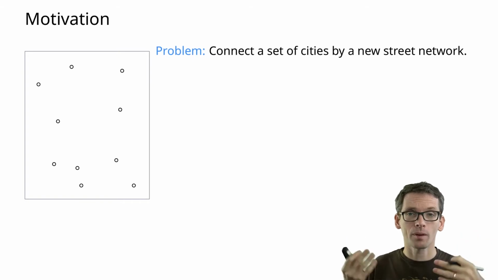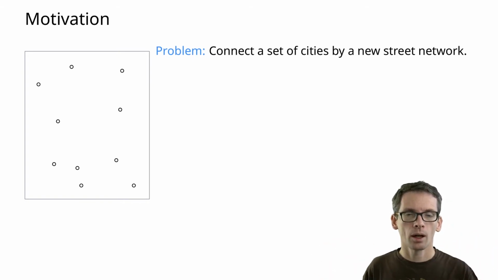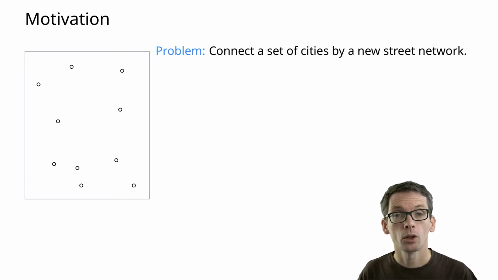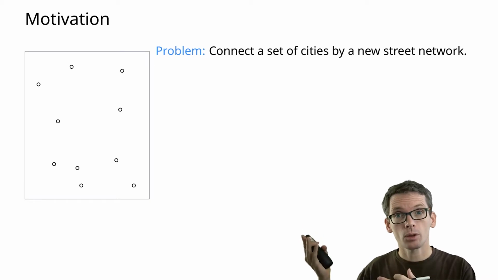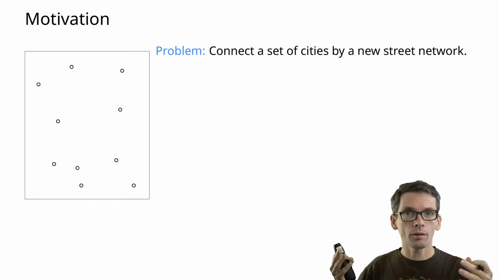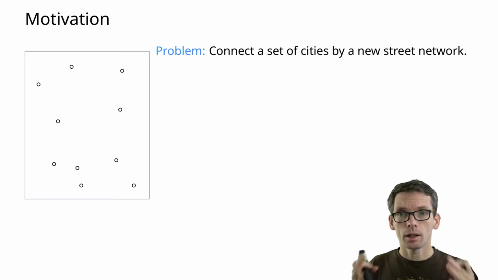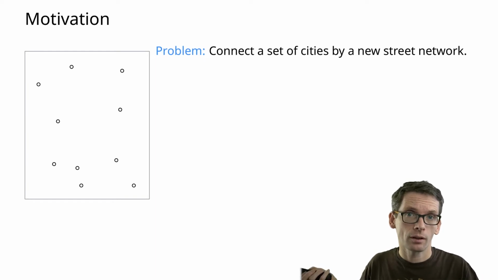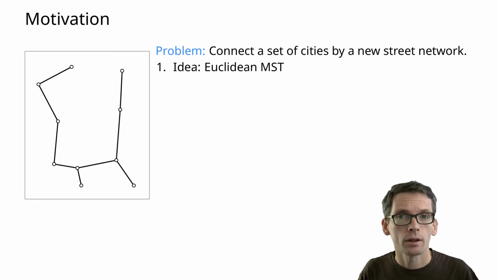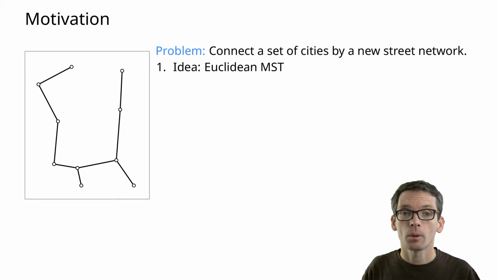So here the problem that we were considering, we have a set of cities, we want to build a new street network, and we want to make this network not too large. And large in the example that we just saw was in terms of road length. Often enough we do it in terms of number of roads. So if I want to connect the cities, the simplest graph, or at least the smallest, would be the Euclidean minimum spanning tree.